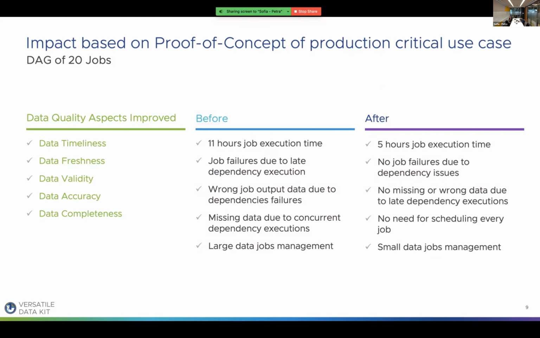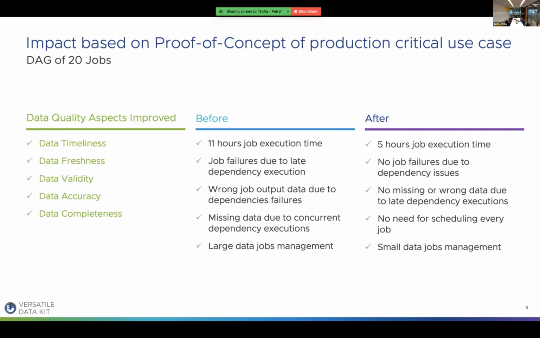The total execution time was clearly reduced more than 2 times because of the increased parallelization of the data jobs. We were also able to reduce the number of failures due to dependency issues to 0. Before that, because of this complex graph, you could have jobs executing out of order. There could be dependency issues happening, which would cause the jobs to fail. Also, there was no missing or wrong data due to similar reasons.